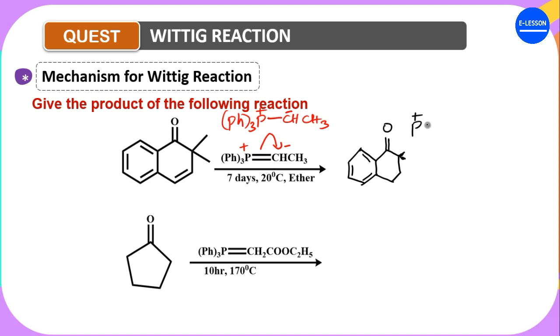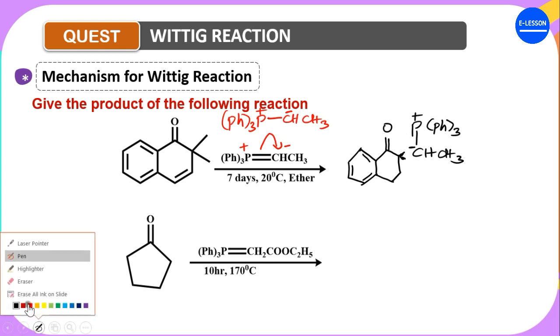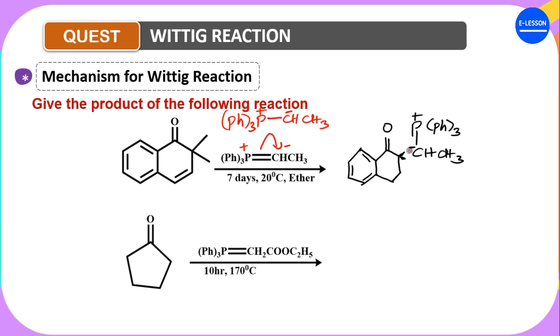Then you write Ph3P, right? And then you write the CH negative and then CH3. Now everything, we are going to do in just one single step, right? What I'm going to do now is a cycloaddition reaction, a 2+2 cycloaddition, in such a way that this one will attack here. If this carbanion is attacking here, what will happen?